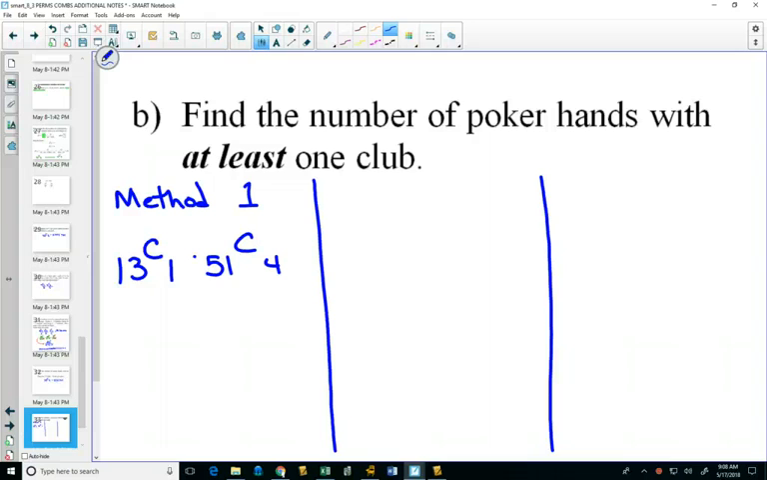And it might be that I don't get any more clubs. It might be that I get 4 more clubs. But by doing the 13 choose 1 at the beginning, I guarantee myself that I get 1 club. And then in the 51 choose 4, I might get more clubs or not, but I've chosen 5 cards, and this way guarantees that I get at least 1 club. Method 2.